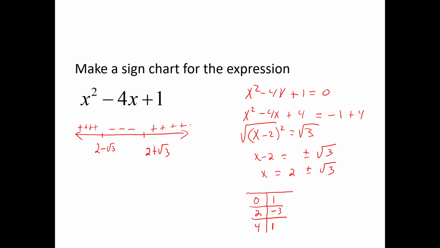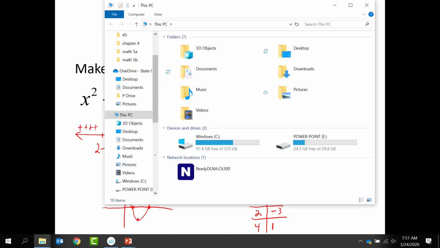Another way to do this is to take out your graphing calculator and look at the graph. And when you look at the graph, you'll see that your vertex is over here at 2, negative 3. These crossings right here happen at 2 minus the square root of 3 and 2 plus the square root of 3. To the left of 2 minus the square root of 3, your output's above the x-axis, so you were positive. In between these two, your output is below the x-axis, so your output is a negative number. And past 2 plus the square root of 3, you're again above the x-axis, so you have a positive number.